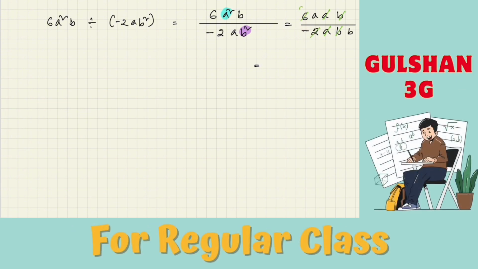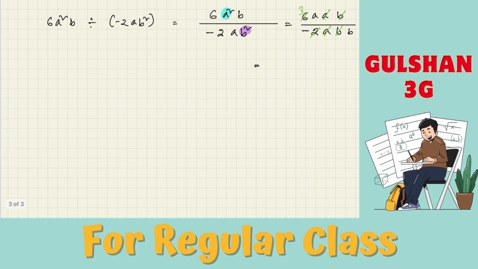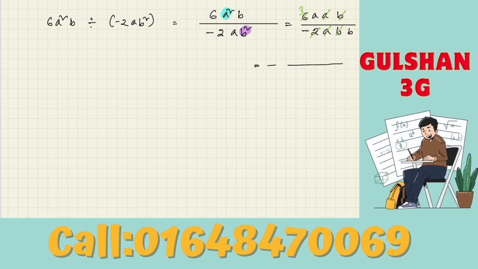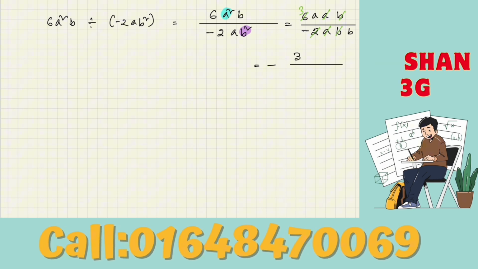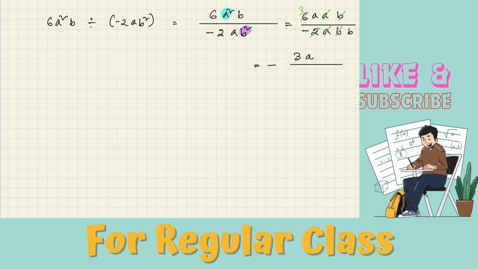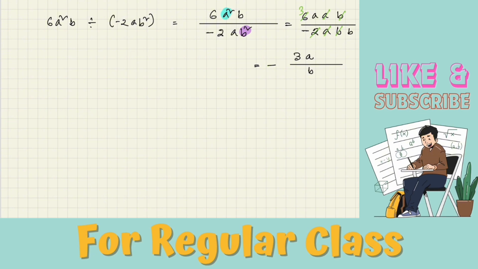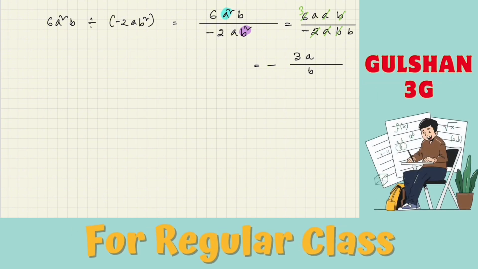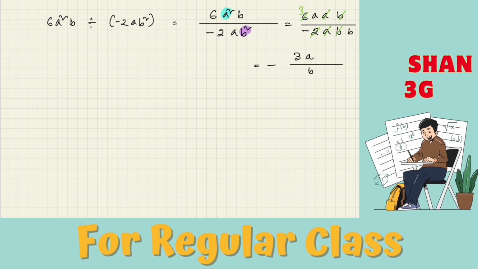So this negative sign will be in front of everything, and the result is minus 3a divided by b.